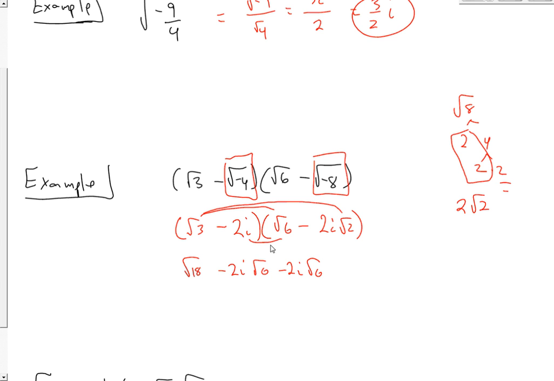And I have negative 2i times negative 2i times the square root of 2. So that's going to be, because I have negative times negative, let me fix that. There we go. I'm going to have positive. So plus 4, because 2 times 2 is 4. i times i is i squared. And then I have the square root of 2.